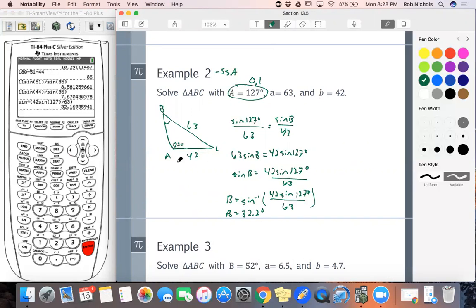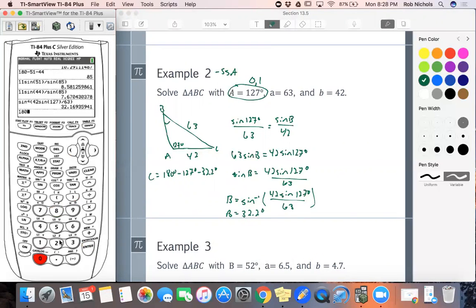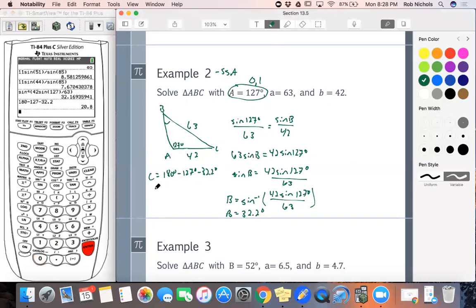So that works. Then what I can solve for is C. So C is going to equal 180 degrees minus what I was given, 127 degrees, minus 32.2 degrees. So 180 minus 127 minus 32.2, and I get 20.8. So C equals 20.8 degrees.